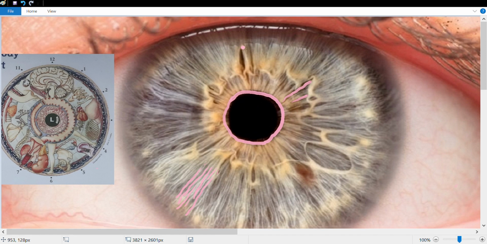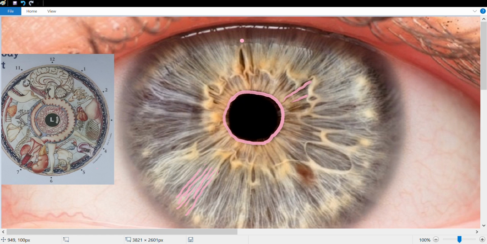And then this one certainly does look like a radii solaris, although it's fairly wide, and I might even call that a crypt. So they're all different kinds of expressions for when the trabecula are separated: lacuna, crypts, radii solaris. And whenever you see a separation in the iris fibers, usually you'll see a darkness underneath that. And that is indicating that there is some compromise in that area.